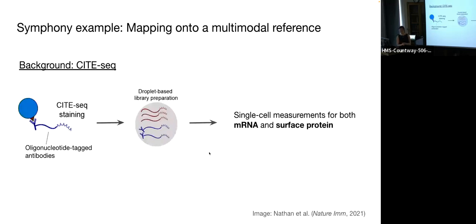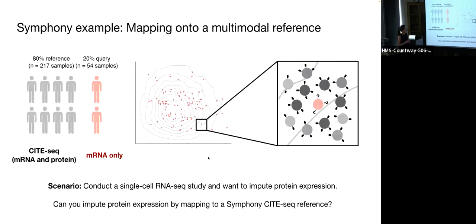As background for this example, recent technological advances have let us simultaneously measure RNA and surface protein from the same cells using oligonucleotide-tagged antibodies. So this is CITE-seq. For this analysis, the way we set it up is we have an atlas that was generated using CITE-seq, containing both RNA and protein. And then we can try to map in a query dataset that only has RNA information. Here, the pink cells are the query cells. We map them into the reference cells in gray. And then for each query cell, we can look at its nearest reference neighbors and try to impute the unmeasured protein expression for the surface proteins.